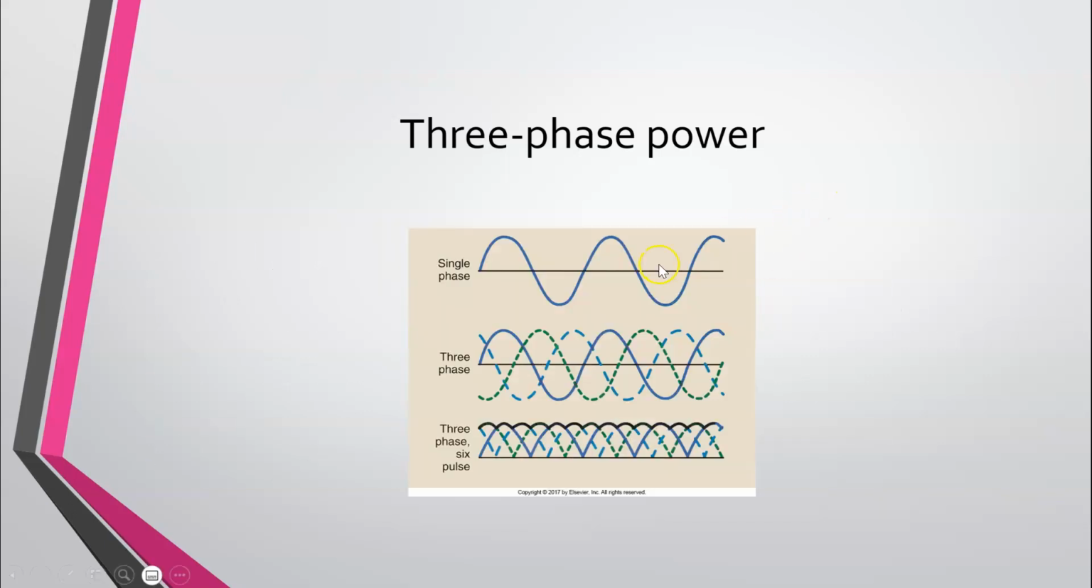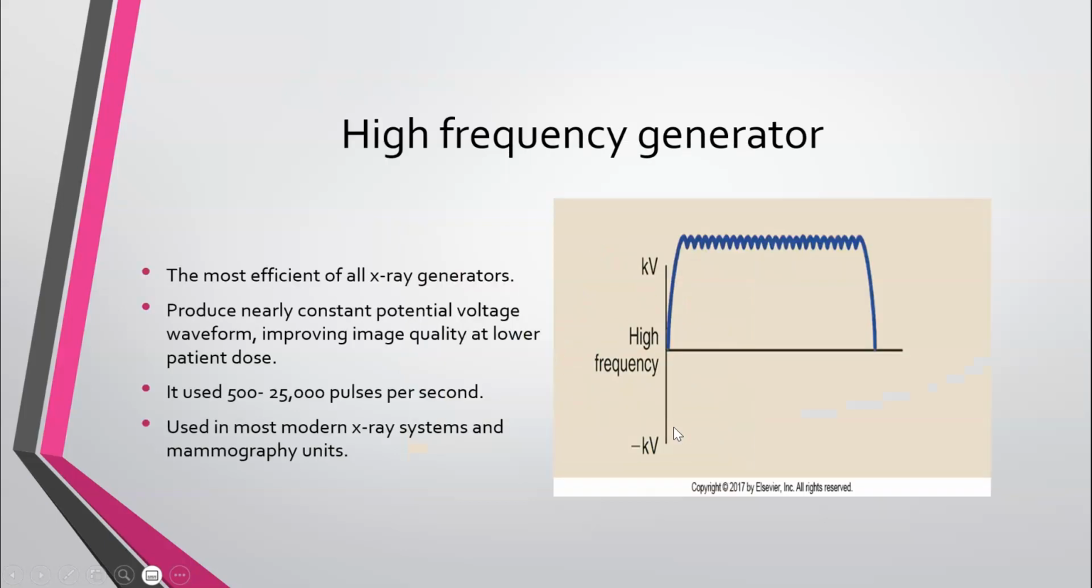So we have single phase, we have 3-phase. You can see in 3-phase, we have 3 different ones going at the same time. And then we go to 6, we have 6 different ones going at the same time. So as you can see, this is 100% voltage drop. We go from high to 0, 100%. Here we have voltage drop, but not as much. And here we have less voltage drop, which is good.